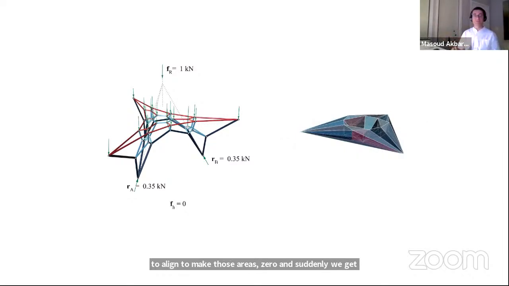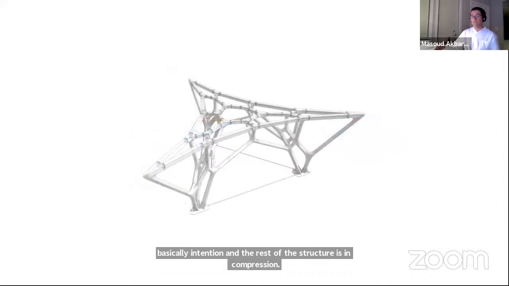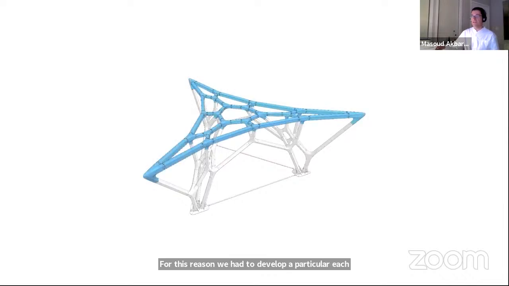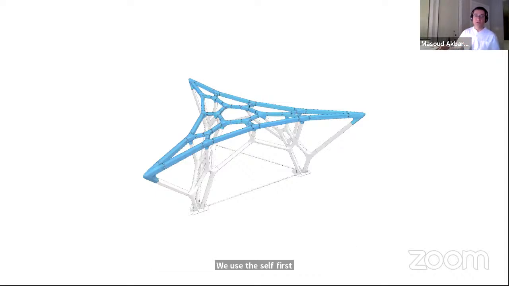So as you see, the top chord members are in tension, and the rest of the structure is in compression. For this reason, we had to develop a particular detailing, right? We could have chosen the top members to be cable, but since there wouldn't be any applied load on the structure and we wanted to keep the structure in equilibrium, we used the self weight of the members as the applied load for the bottom chord, with particular detailing.